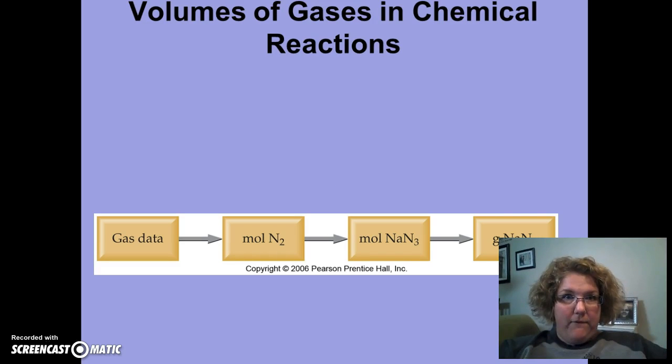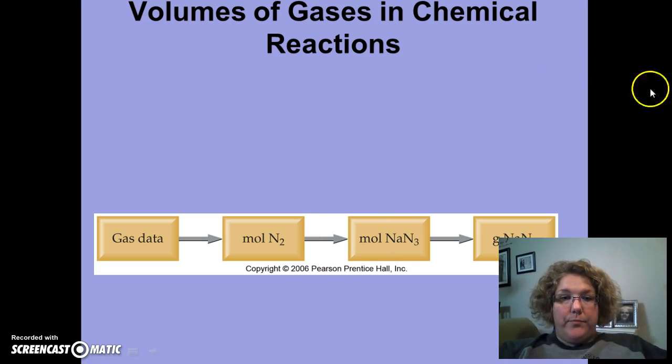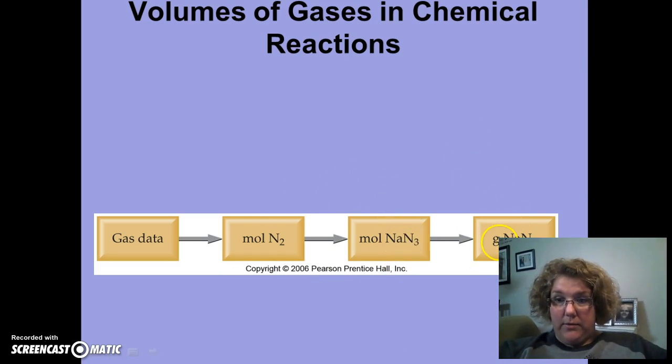Okay, and probably my favorite thing to do with the gas laws is stoichiometry problems, because I just like stoichiometry problems. So, volumes of gases in chemical reactions. If you look at the end of this here, it says moles of nitrogen to moles of NaN3 to grams of NaN3. Moles to moles, moles to grams. Nothing new here. The only thing we're going to add is that we happen to use gas data and use some kind of gas equation to get to moles.